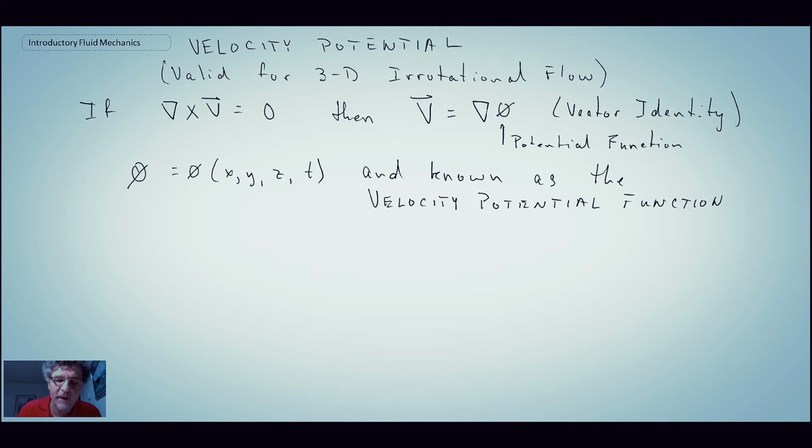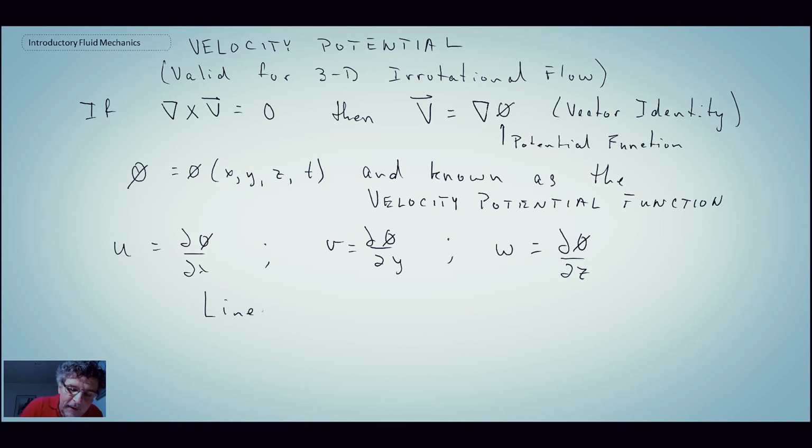And just like with the stream function, we had relationships for the velocity. For potential, we have u is, and this one's a little easier to remember because u goes with x, partial phi, partial x. v is equal to partial phi, partial y. And also there's no sign change here, whereas there was for the stream function. So that makes it a little easier to remember. And what we can say is that lines of constant phi, or potential, are potential lines.